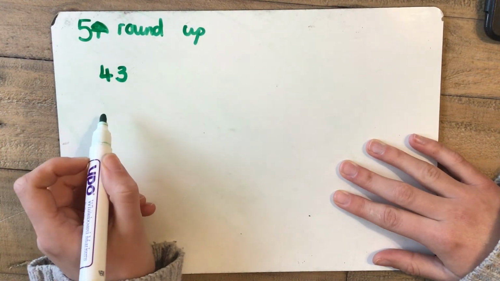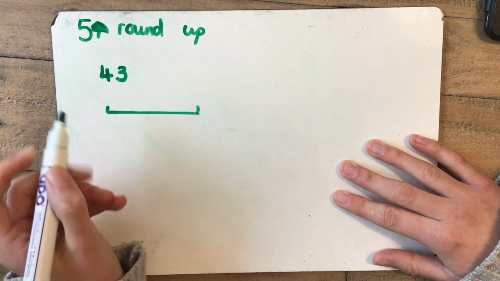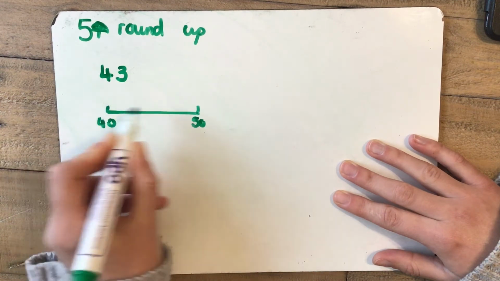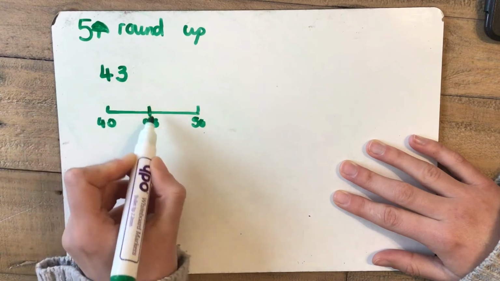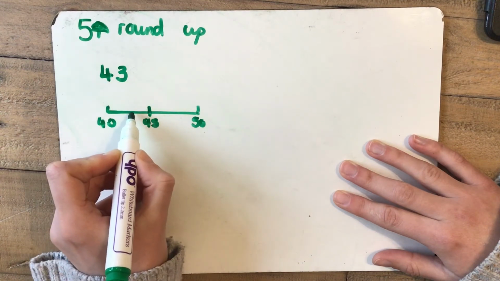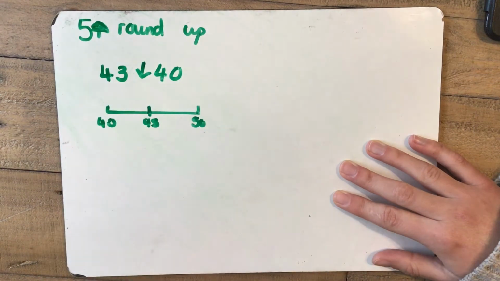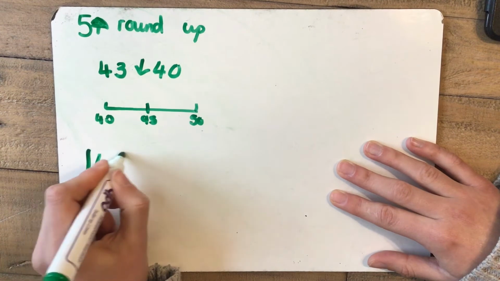If the question wanted me to round it to the nearest 10, I could draw a number line if I needed to, and I'm obviously going to round it down to 40 or up to 50. Now I know that 43 is less than 45, so I'm going to round it down to 40, so that's a nice simple one. But what if that number was 143?